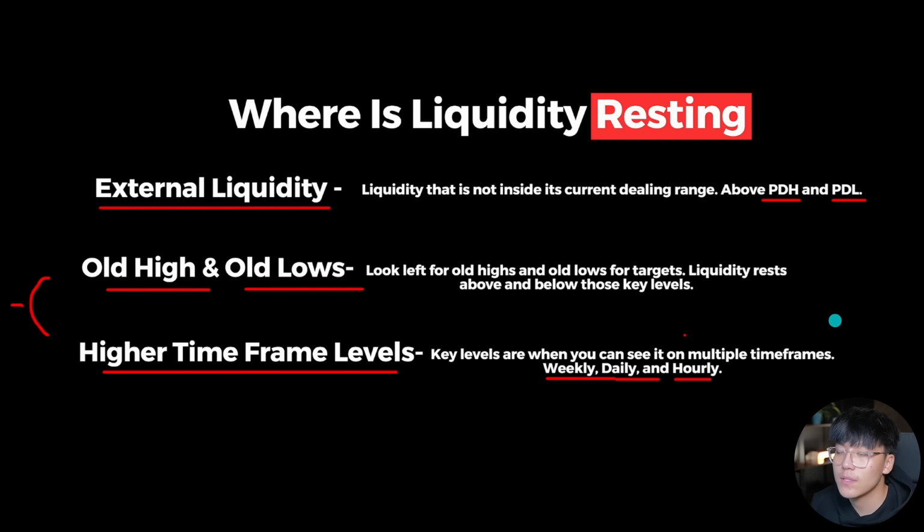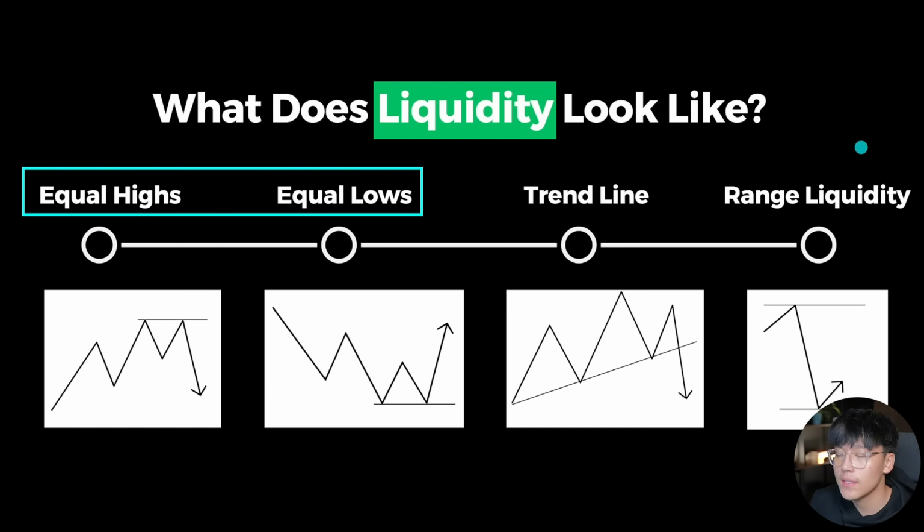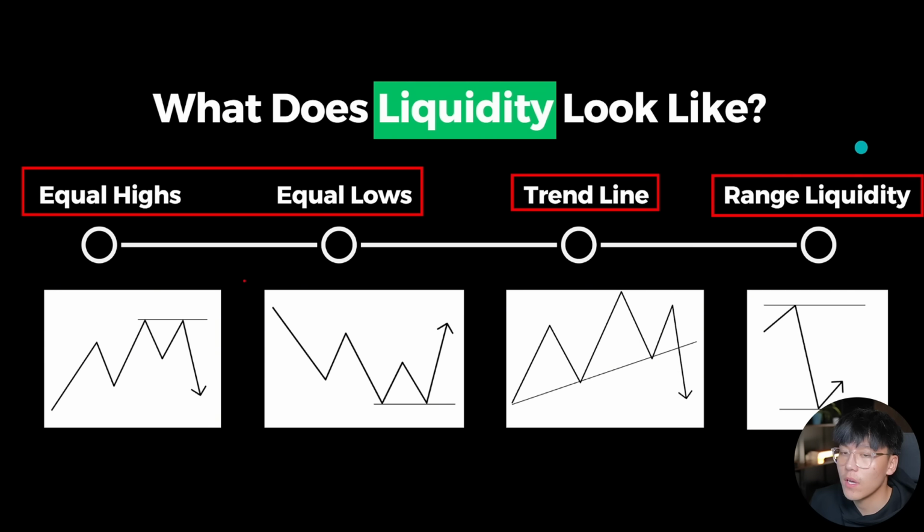Now we can go and see what liquidity looks like in the markets. Liquidity can come in three forms: equal highs and equal lows, trendline liquidity, and range liquidity. First, let's start with equal highs and equal lows. As you can see here, we have two equal highs. What's built up above these highs is what's called liquidity.